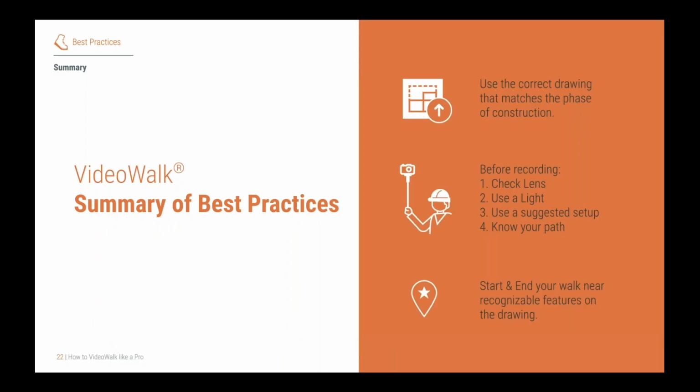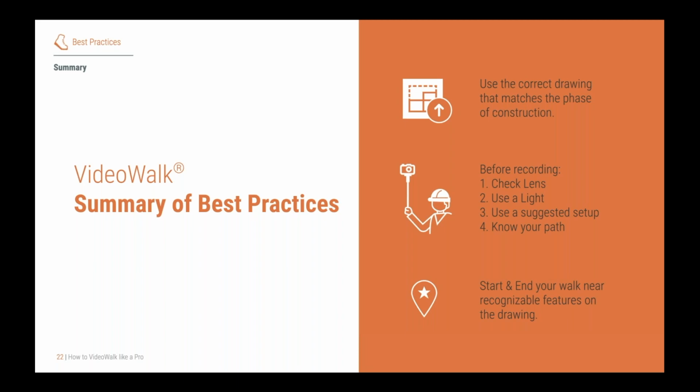And now I'm going to go over a quick summary of the best practices that we've talked about. First thing, make sure you upload the correct drawing that matches the phase of construction and is clean and easy to see. Then once you begin capturing, make sure you check your lens. Make sure it's clean, free of debris, smudges, water drops. Use a light. Even if you are in the interior of a building that has decent site lighting, you want to make sure you have that light on in case you walk into a dark room, so you don't have to worry about the camera having to adjust. Then make sure you are using one of the suggested setups that we have, or you've created your own, and make sure that it works and the lighting is proper.